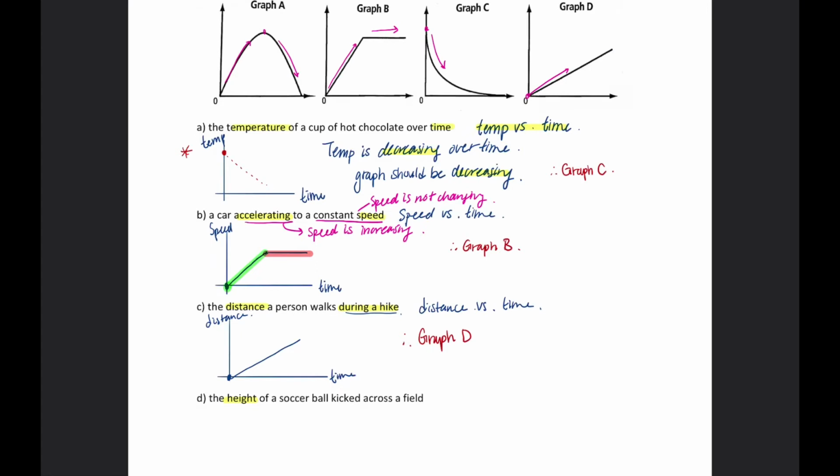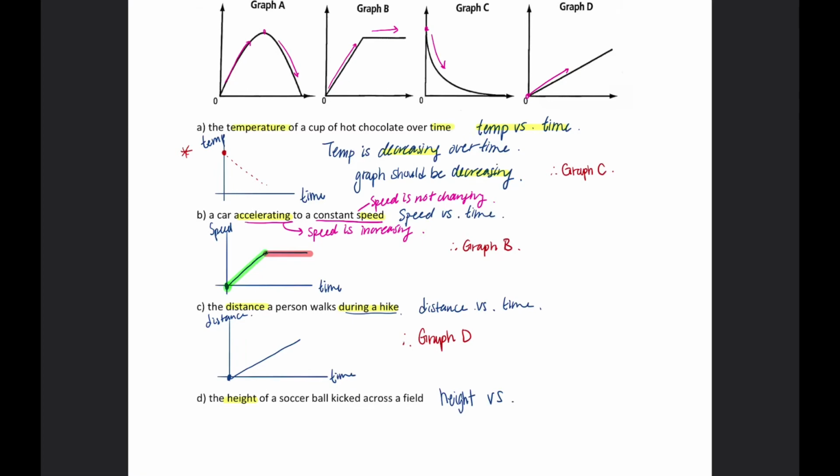So here's the thing. If you take a look at the previous examples, I kind of highlighted two key terms. For part A, I highlighted the temperature over time. Second one, I did accelerating and the speed. Third, I did distance during a hike, as in time. But for part D, that looks a bit off. Right? So what they're trying to say is that they want the graph to be showing us the height versus something.